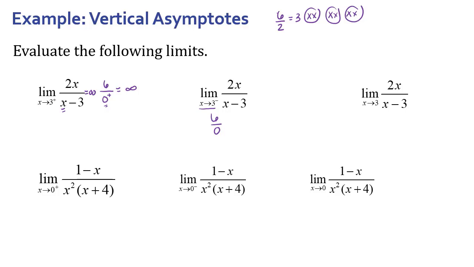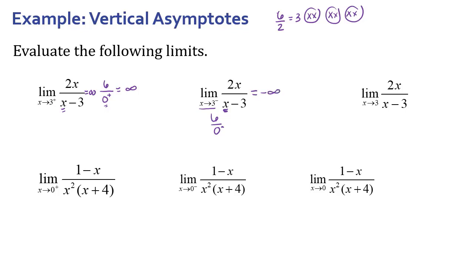So I need to figure out, okay, is this going towards positive or negative? So if I'm looking at numbers that are smaller than 3 and I subtract 3 from it, so for example, 2 is smaller than 3, that's going to give me a negative value. So we can then conclude that this limit is going towards negative infinity.